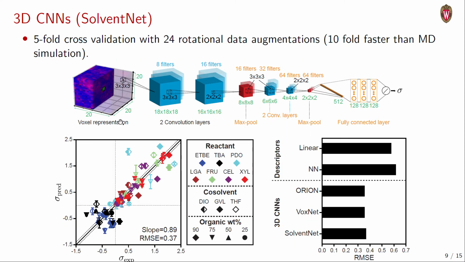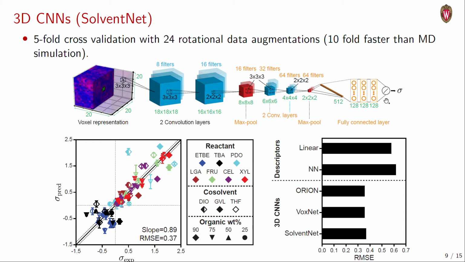We next develop a 3D CNN model, which we call SolventNet, that inputs voxel representation and outputs predicted kinetic solvent parameters. The SolventNet architecture consists of 4 convolutional layers, 2 max pooling layers, and 3 fully connected layers, as shown schematically in this figure. We also compare SolventNet to other 3D CNN models, such as VoxelNet and Orion 3D CNN, to investigate how the 3D CNN architecture influences prediction accuracy. All 3 models include a final layer with a linear activation unit for the regression task of predicting sigma.